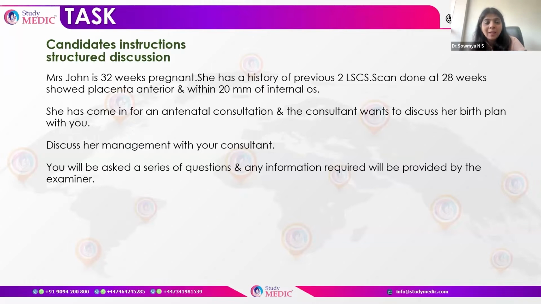So, if you are suspecting placenta accreta spectrum, what are the things which can be suspicious of placenta accreta spectrum, and how would you go about confirming your diagnosis?